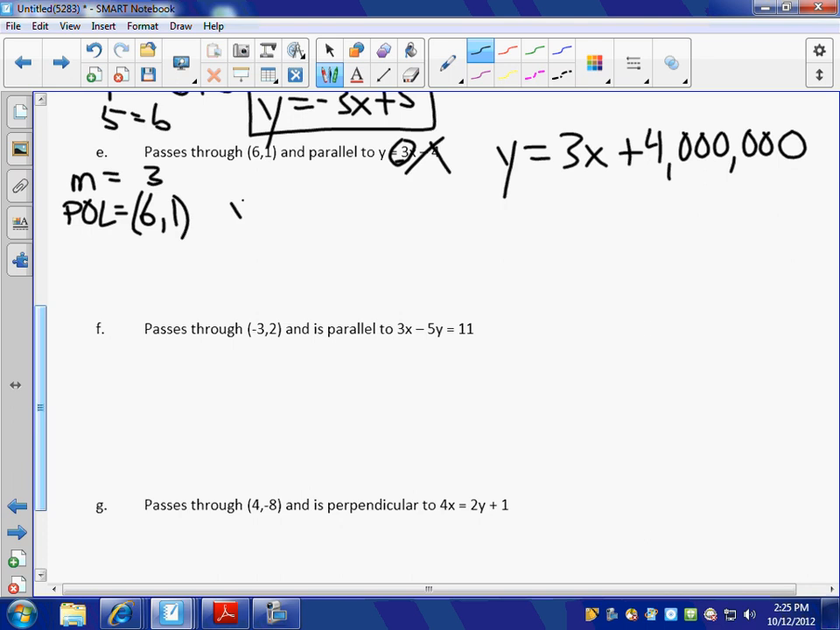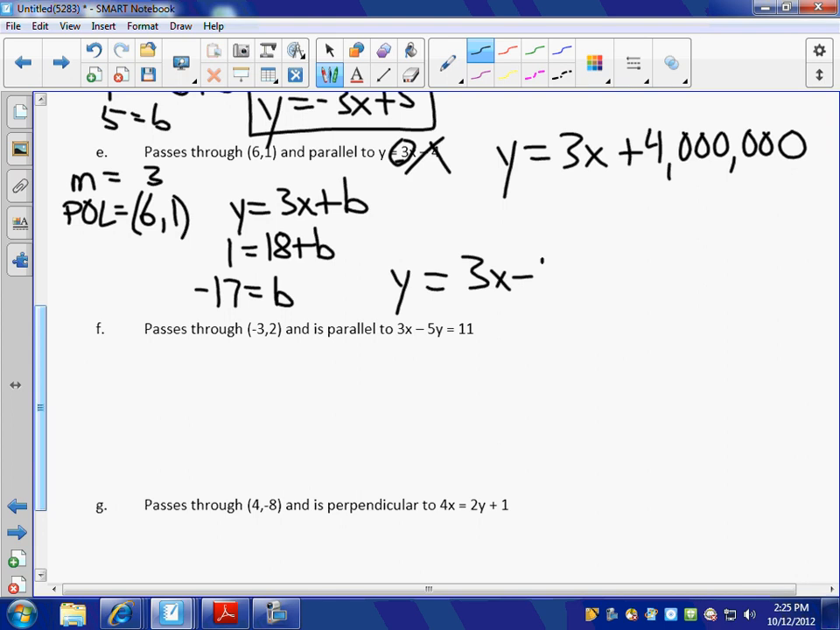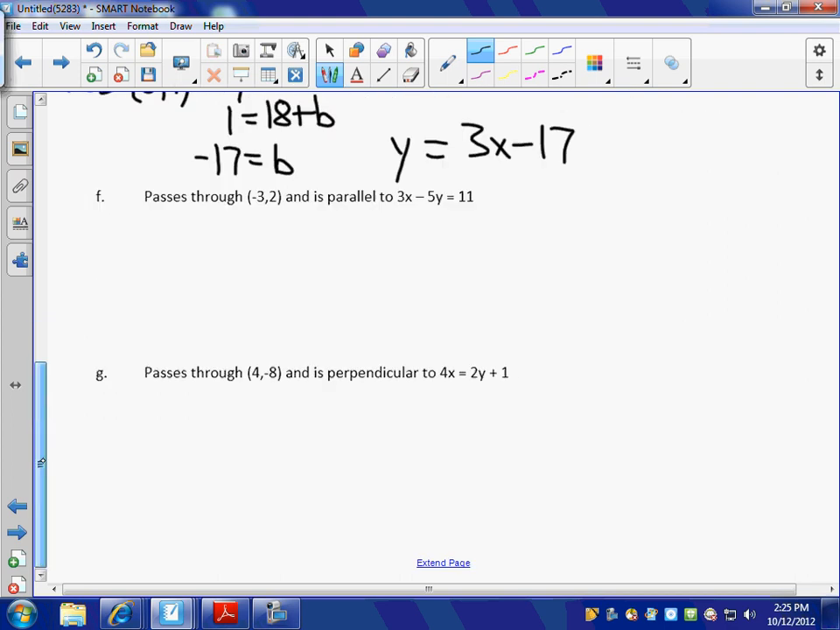So, all right, here we go. Y equals 3x plus b. Plug in the 1 for y. Plug in the 6 for x. Subtract. Equation is y equals 3x minus 17. Easy peasy. Try the next one on your own. Do F and G and we're done.